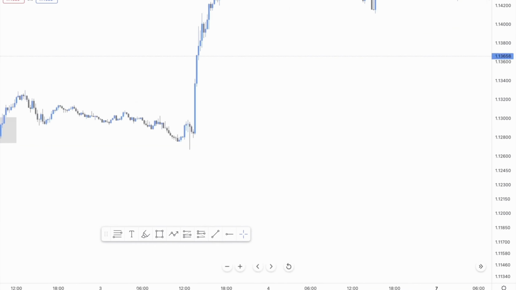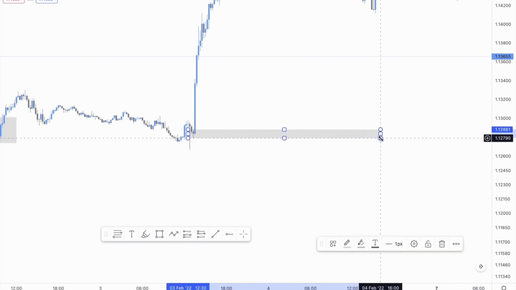Now, for a demand zone to be put in place, it's the last down candle before the push up. Now if I mark this zone here, this is the last down candle, mark it as a demand zone.